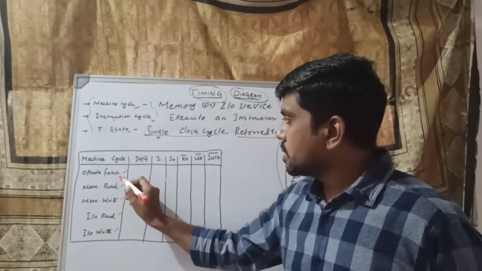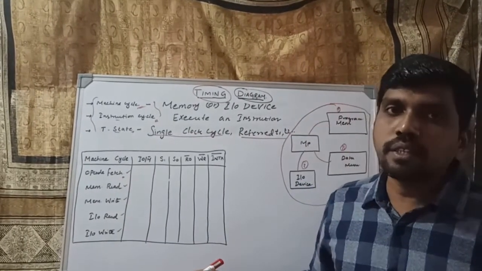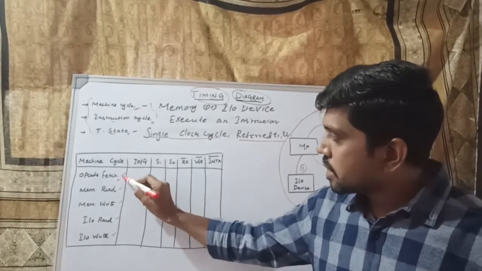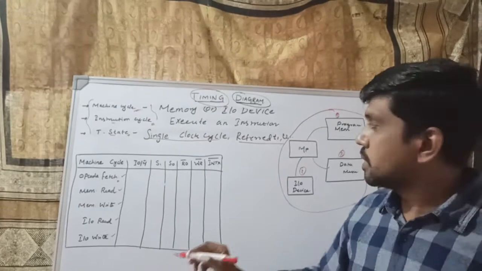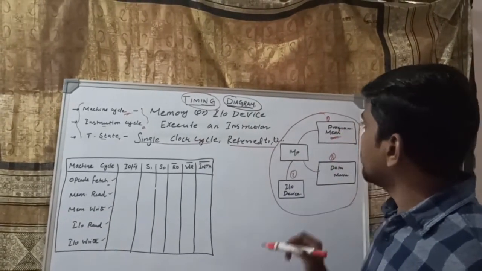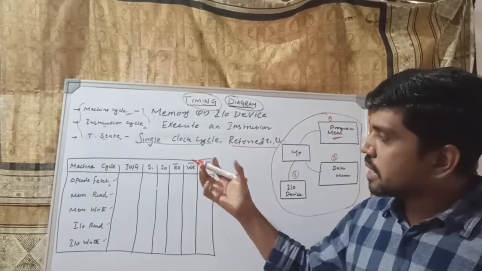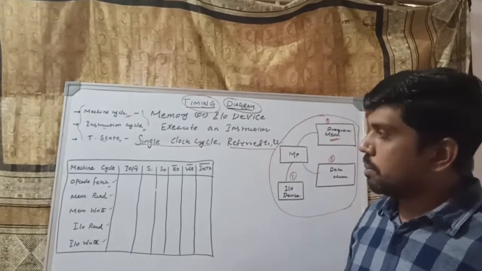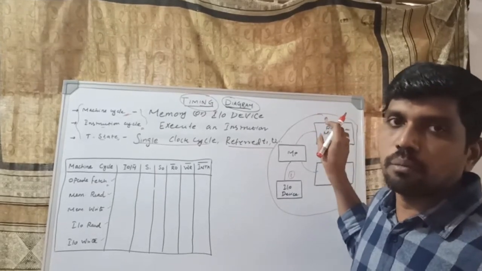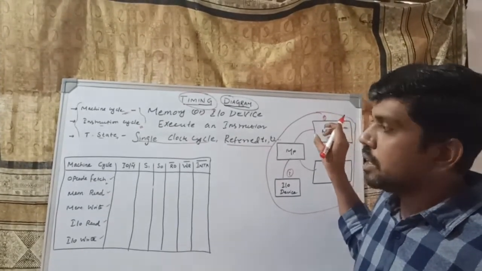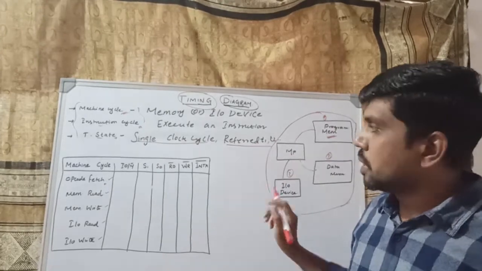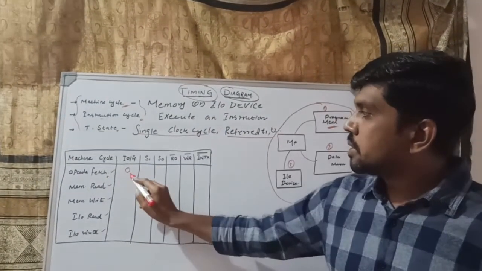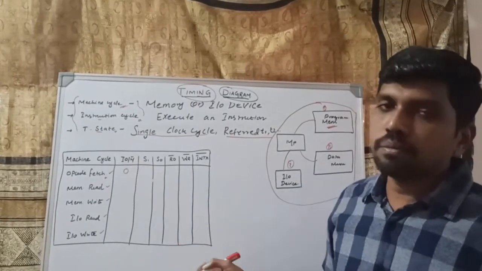The first one is opcode fetch. Here we fetch the program instruction from the program memory. We just read the instruction, not write. Whatever instruction is stored in program memory, you can read, decode and execute. So here you put 0, and that 0 represents that the information comes from memory.